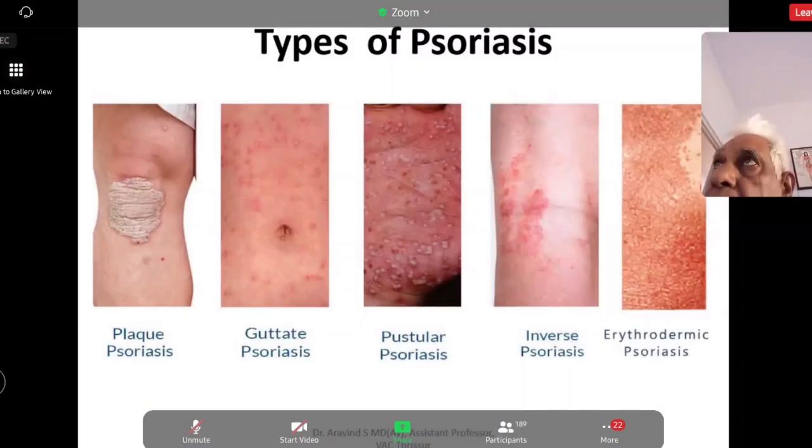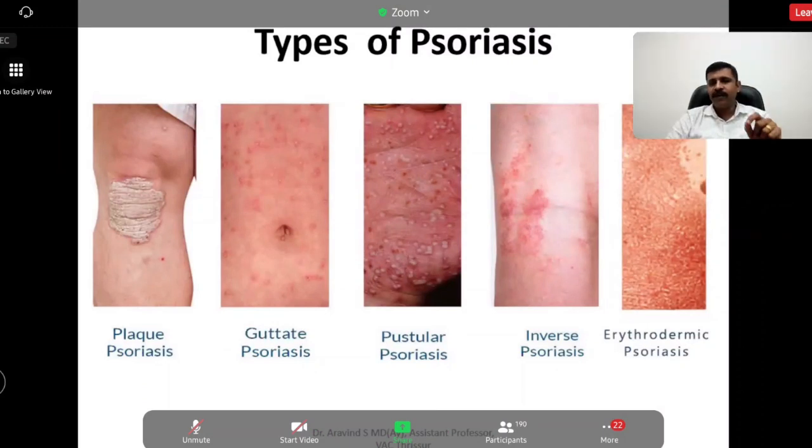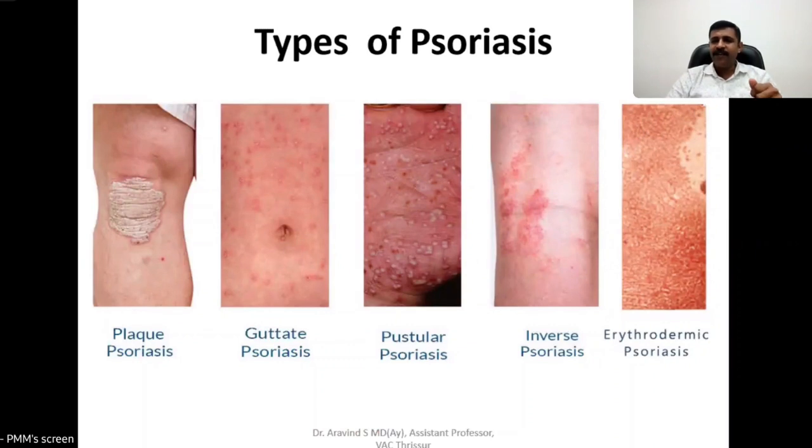Guttate psoriasis, small discoid-shaped lesions will be coming. The most important feature, scaling, is also present in both types of psoriasis. That is guttate psoriasis. Coming to the pustular psoriasis, as the word suggests, there is a pustular psoriasis.